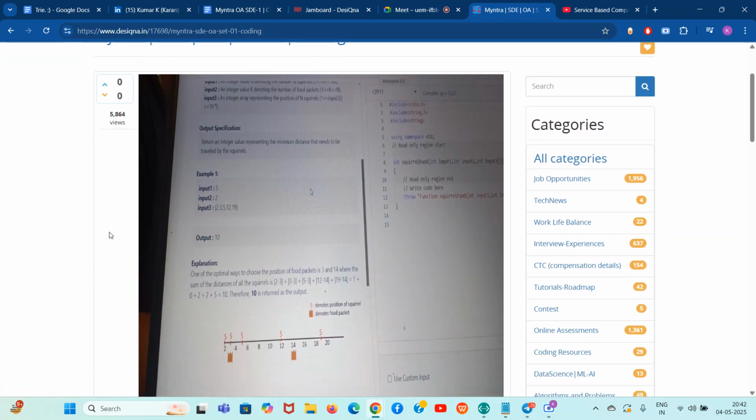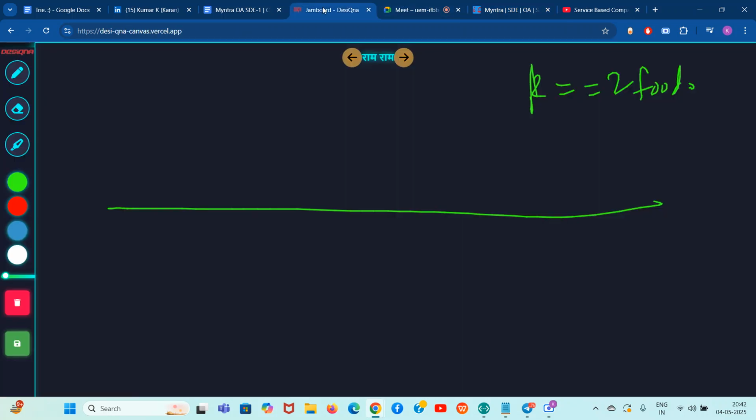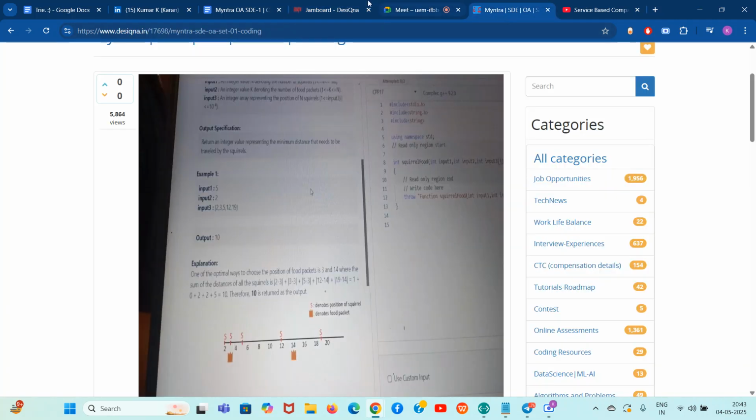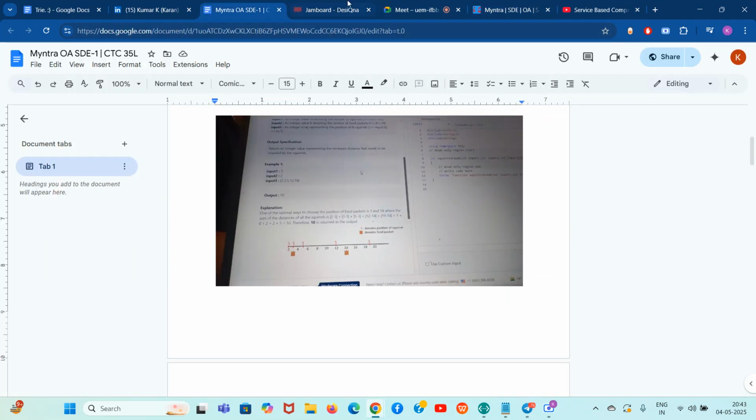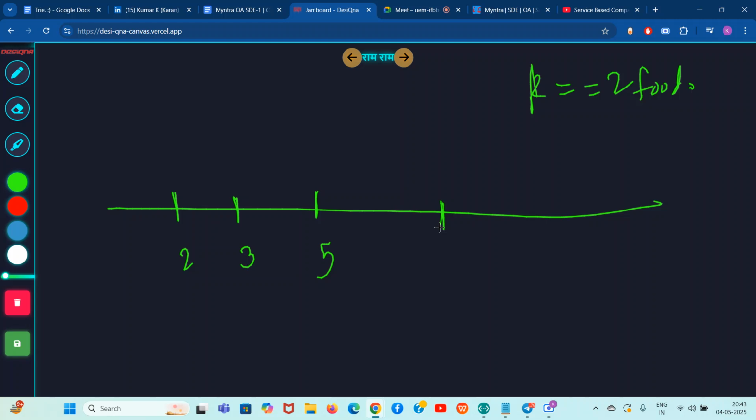So, guys, see, another case is 2, 3, 5, 12, 19. Use your brain and tell me what you will do. 2 and 3, and then 5 and 12 and 19. Where will you keep your two foods?